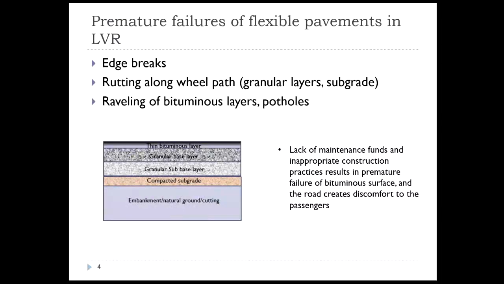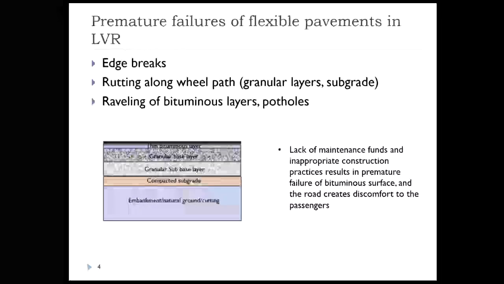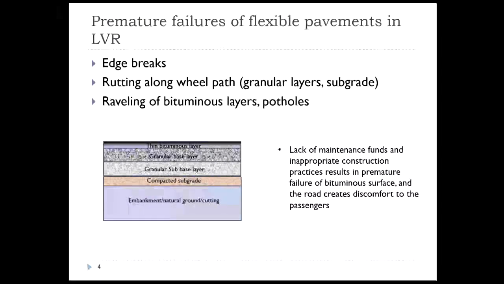The third very common kind of distress we find in the case of a flexible pavement is basically ravelling of the bituminous layers. This is when your bituminous layers do not have sufficient adhesion between particle to particle. The coated particles do not have sufficient adhesion, and as a result, they are picked up by moving wheels.